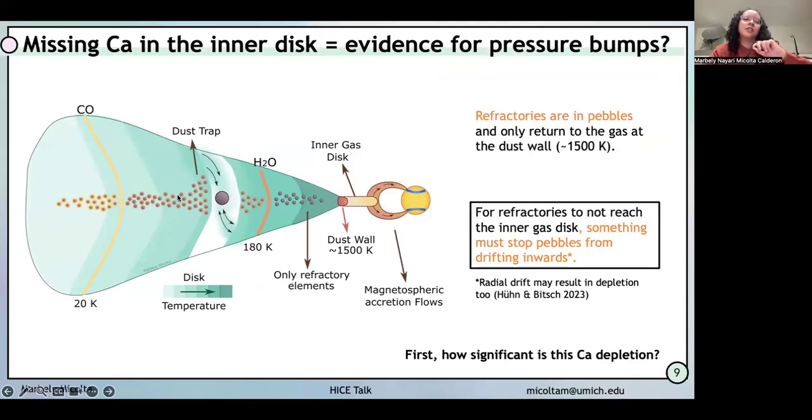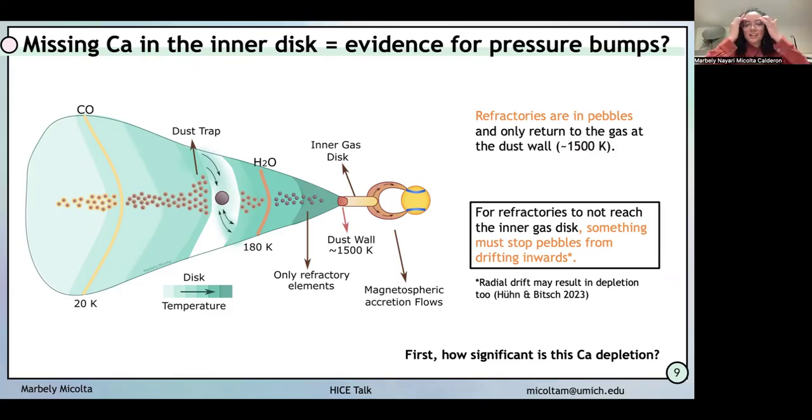As you pass the different snow lines, these volatiles will return to the gas, but the rocky material will always stay in the pebble. So the only way they don't appear in the inner gas disk is that they're getting trapped outside. So ideally, I would like to say it's a planet. I cannot say that further out, or at least this soon. And there is also the question of the radial drift, which I will address further on in the talk.